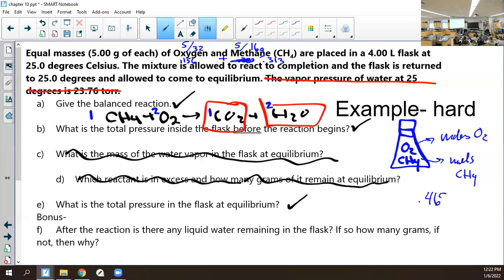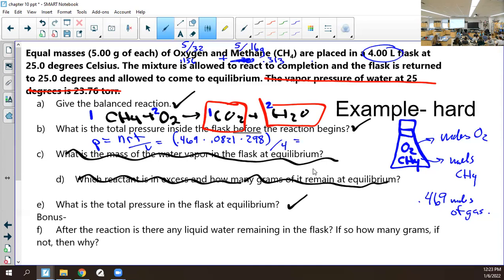Okay, and that's the moles of gas. Now, is it more than 1? Sure, but math doesn't care. That's the total number of moles. So now to find the total pressure, pressure equals nRT over V, correct? So I have 0.469, 0.0821, and the temperature says 25, which is really 298. That's the numerator, and then the volume it told you was 4.